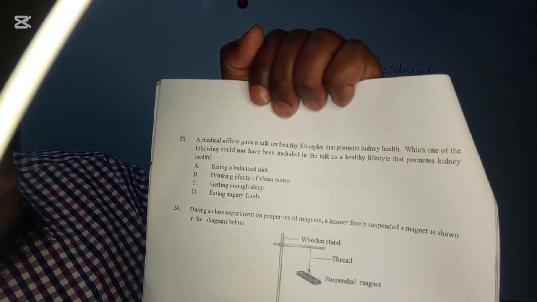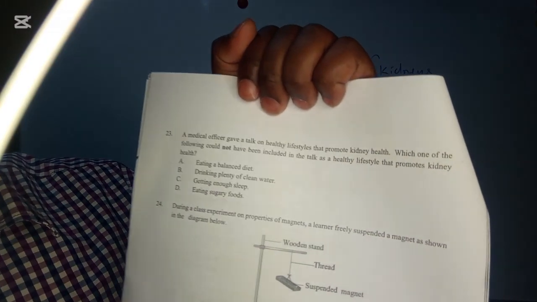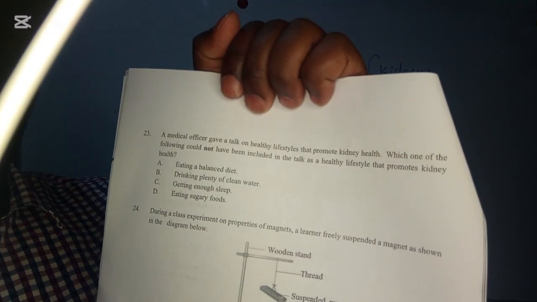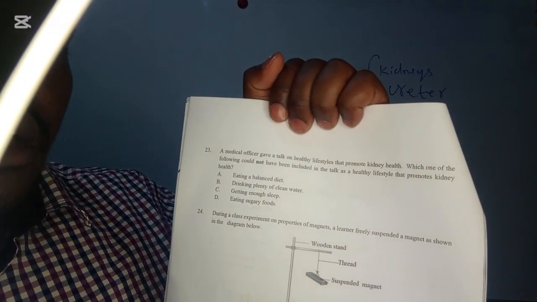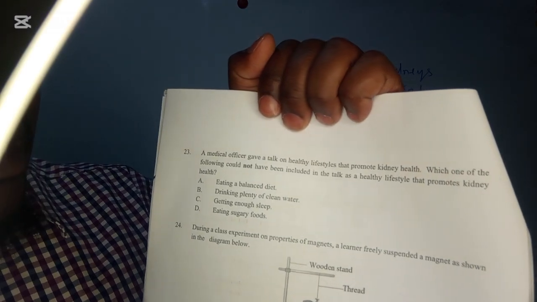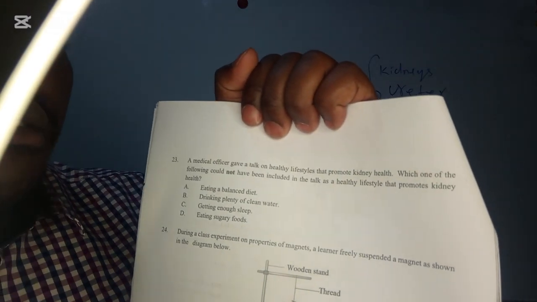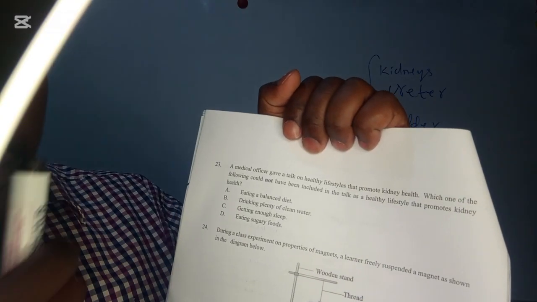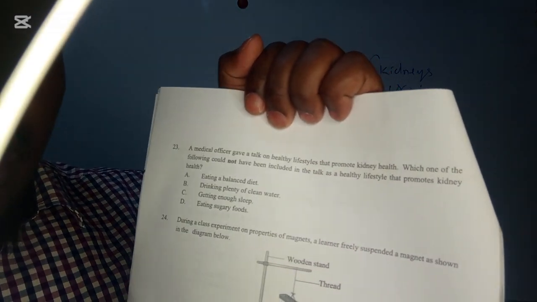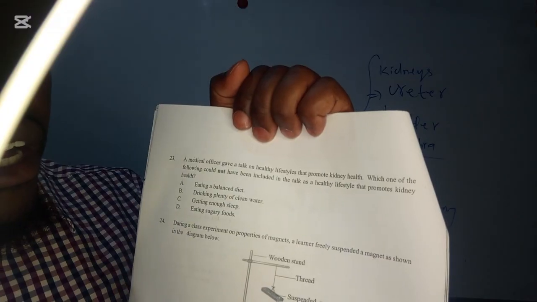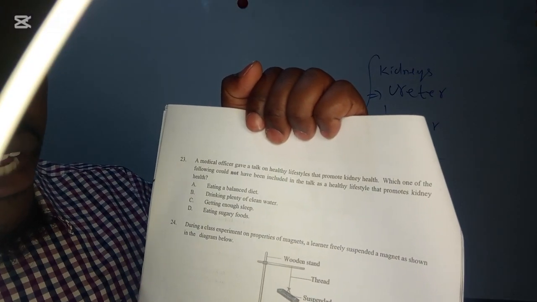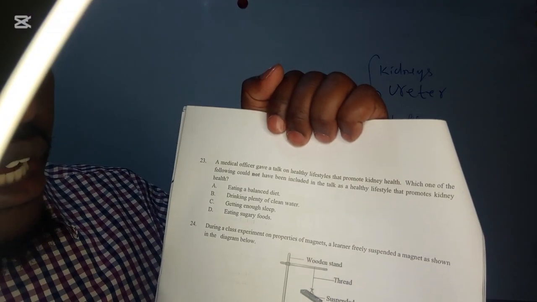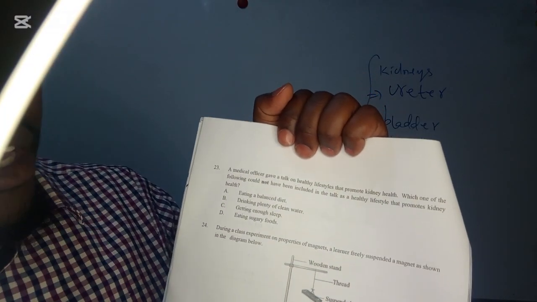Again, getting enough sleep is good for all parts of your body, including the kidneys. Eating sugary foods, oh my god, that would be the worst thing you would do to your kidneys. Eating sugary foods, you give the kidneys problems with eliminating a lot of sugar, and again changing the osmotic pressure in your body.